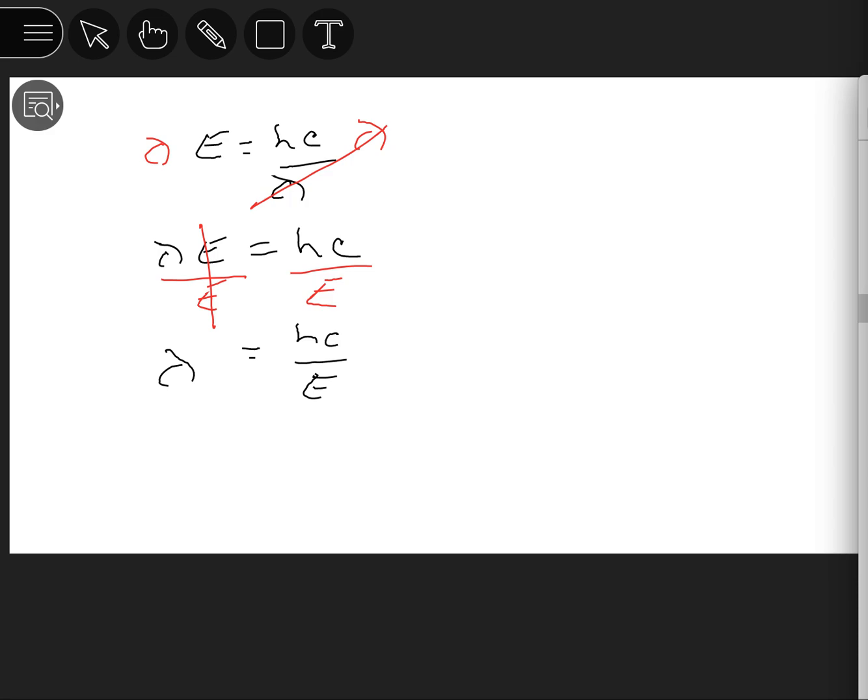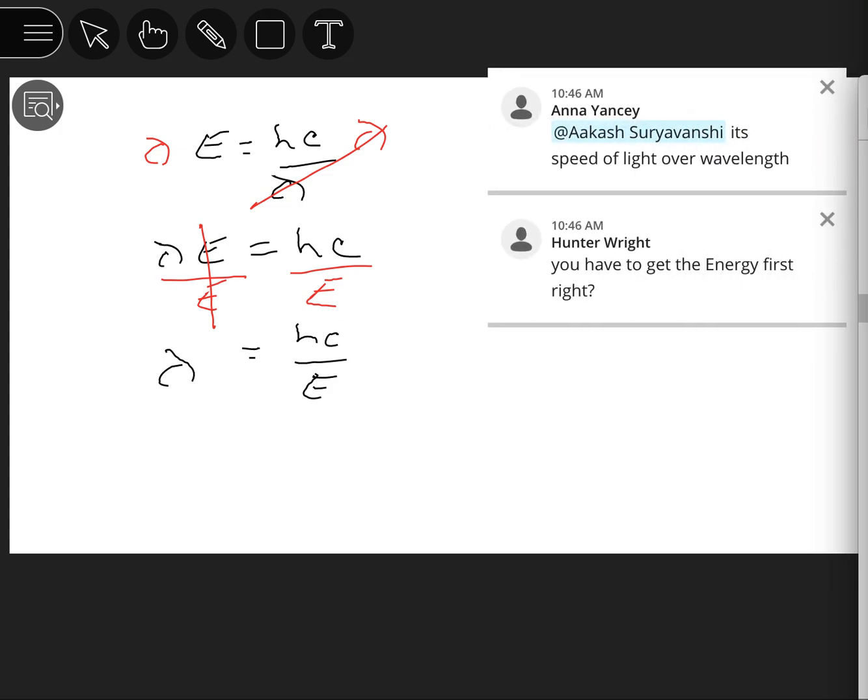Either way works. And then 1 over wavelength is actually called the wave number, which is a bizarre thing to call it. It's just the inverse of the wavelength. The frequency is c over lambda.